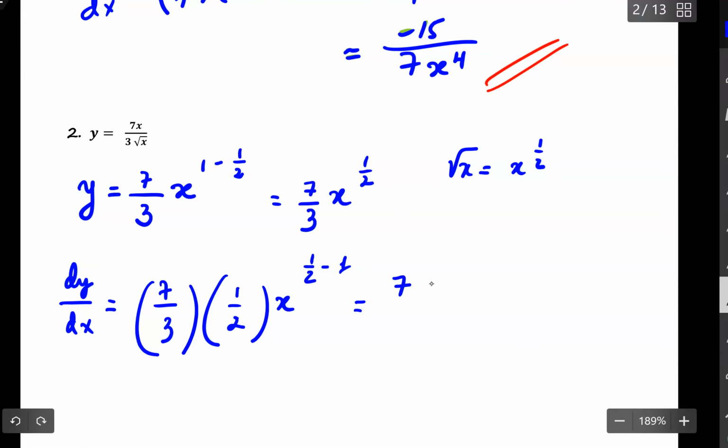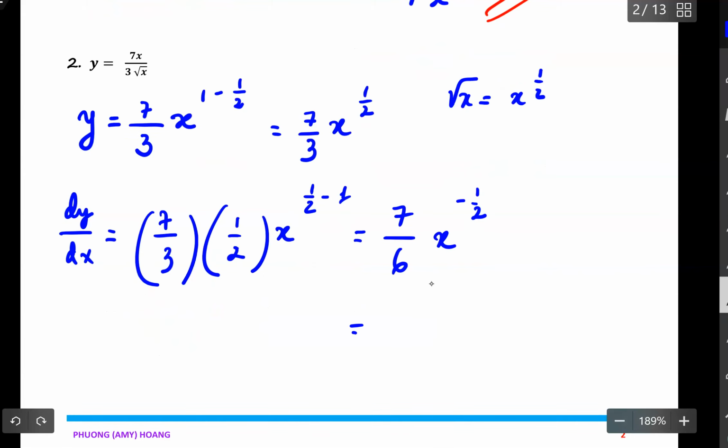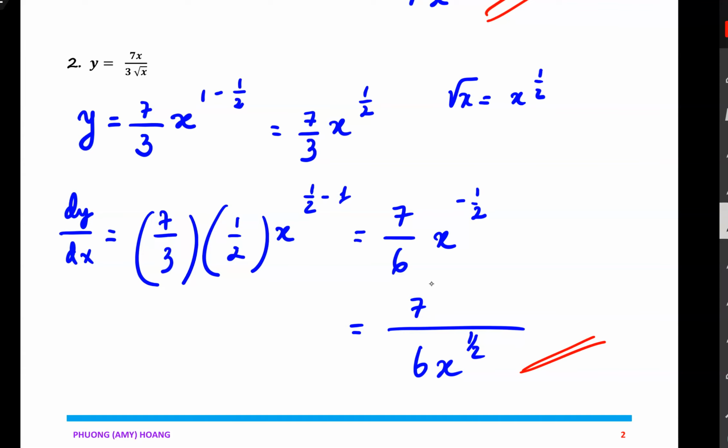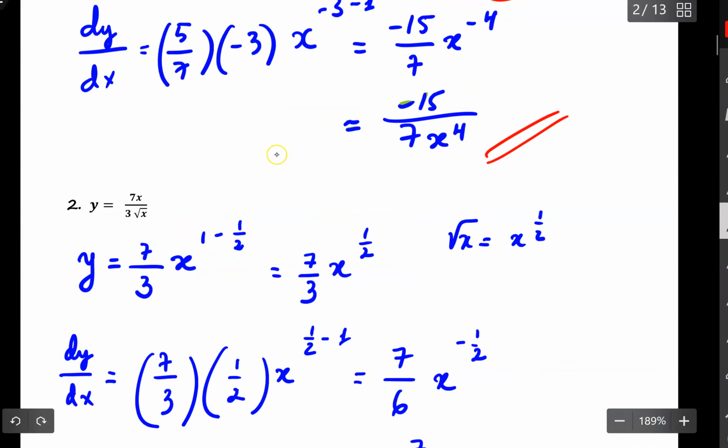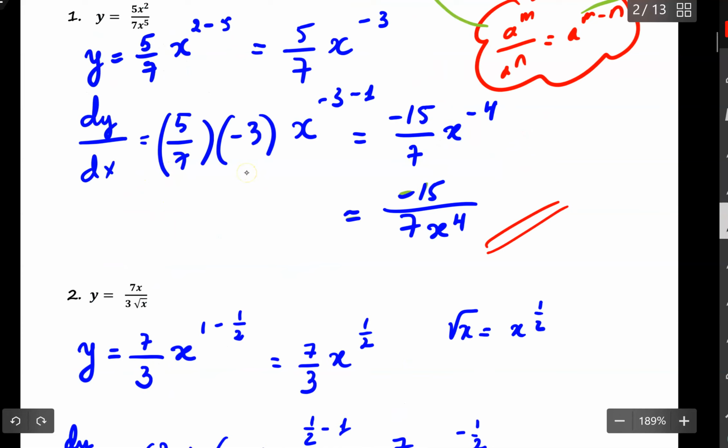So we will have 7 over 6 times x raised to exponent negative half. So I have to write it as positive exponent. So I should write 7 over 6 times x to the exponent a half. Alright, very simple, is that right? Okay, so far we don't have to apply the quotient rule.